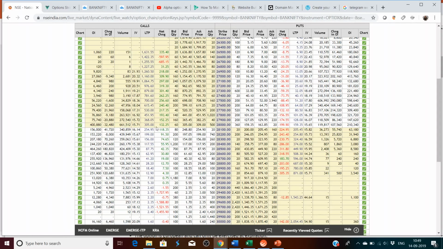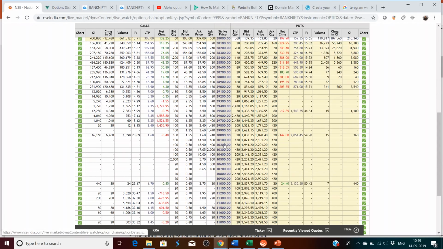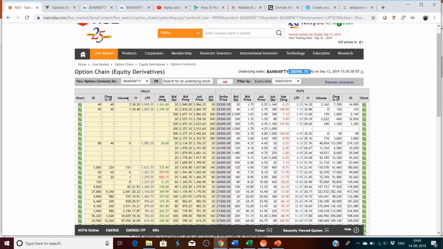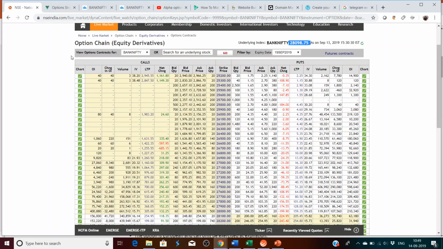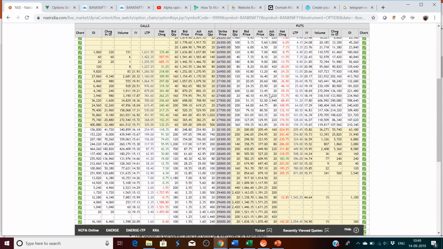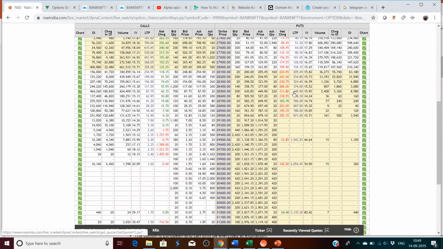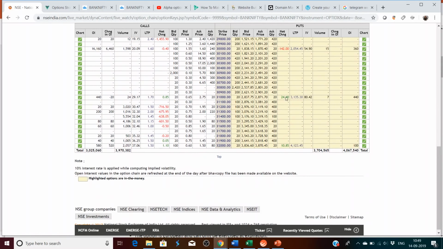And if you can see these colored things, like 27,900 is in the money, 27,800 is deep in the money, 28,100 is in the money, and 28,200 is deep in the money. So this is how we read the chart. We also get a lot of information like what is the IV, what is the last transaction price, net change, change in open interest, open interest. So open interest in itself is a big topic which is very confusing. So let's cover it some other day.